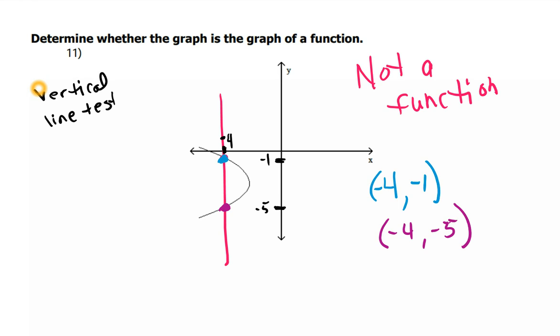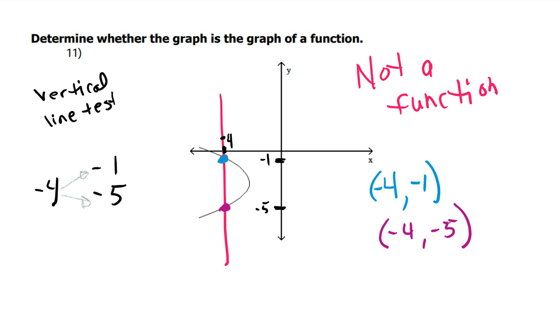And if you look at it, you have 2 y's mapped to the same x coordinate. That would be making that chart where you put the x's over here. Well, there's only one x, -4. And then over here are your y's, or your range. And then you draw the arrow like this. That can't go to 2 different y coordinates. So this is not a function.